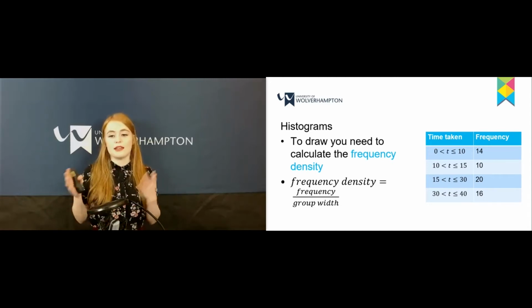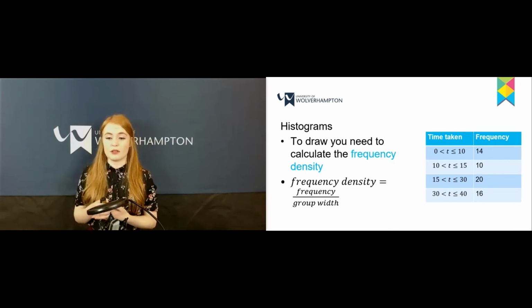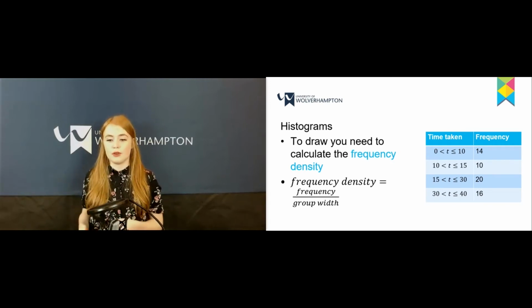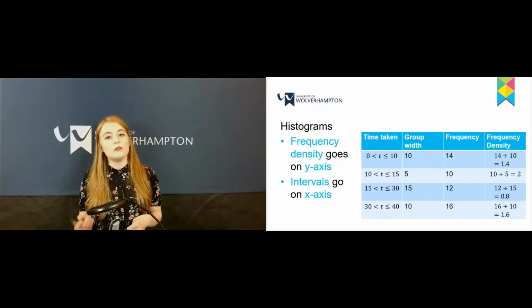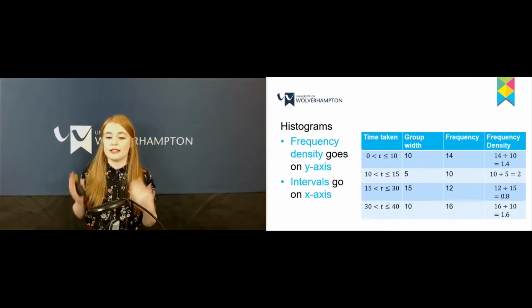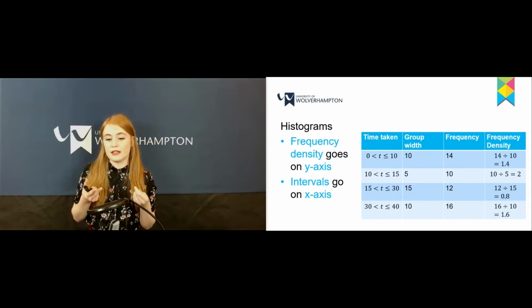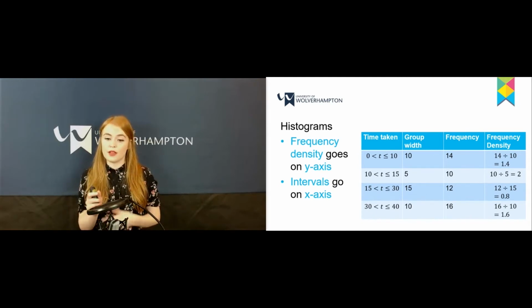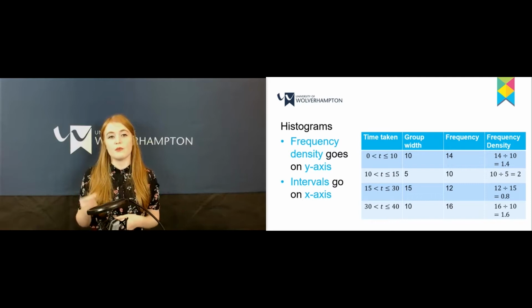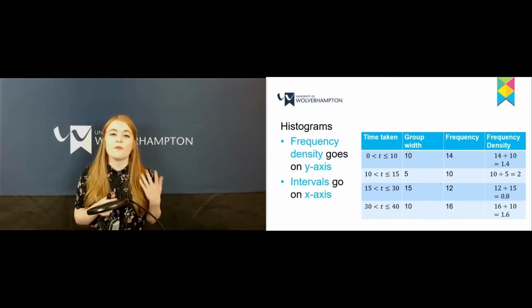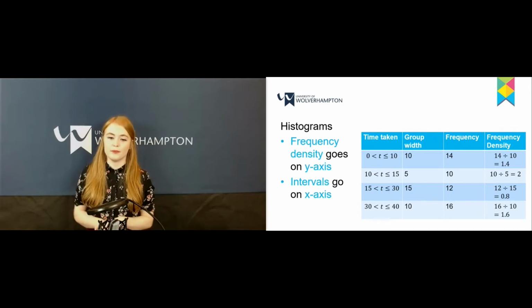So let's say we had this data. It's continuous because it's time, and here are the frequencies. Well, we'll make a column first to see what the group width is. So it goes from 0 to 10, so the group width is 10. From 10 to 15, well, that width is 5. 15 to 30, the width is 15. And from 30 to 40, the width is 10. So that's our first column.